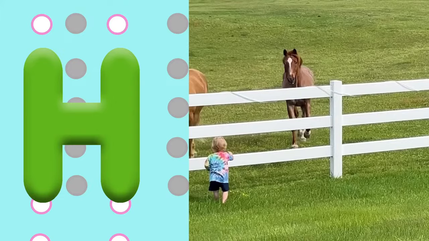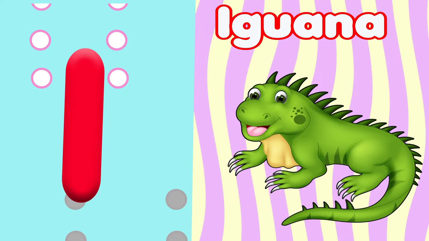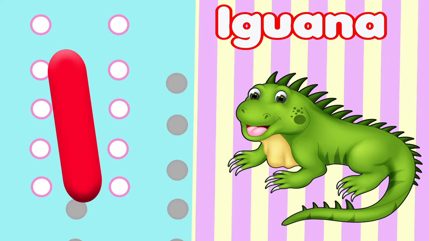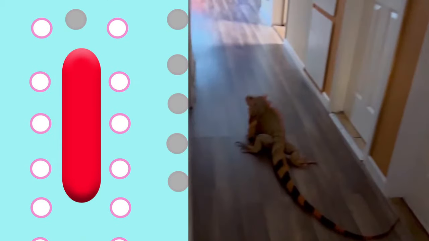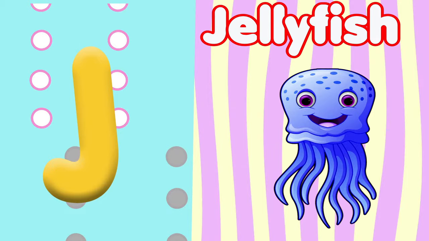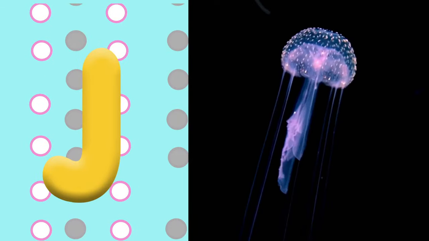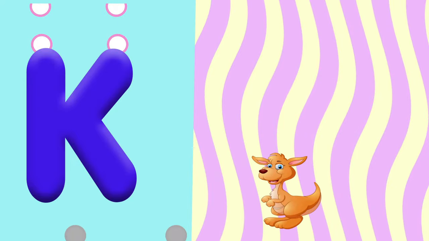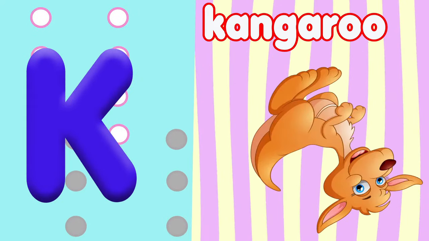I is for iguana, iguana. J is for jellyfish, j, j, jellyfish. K is for kangaroo, k, k, kangaroo. Yay!